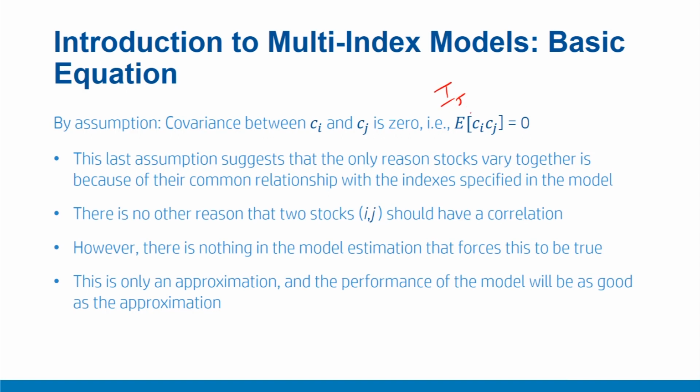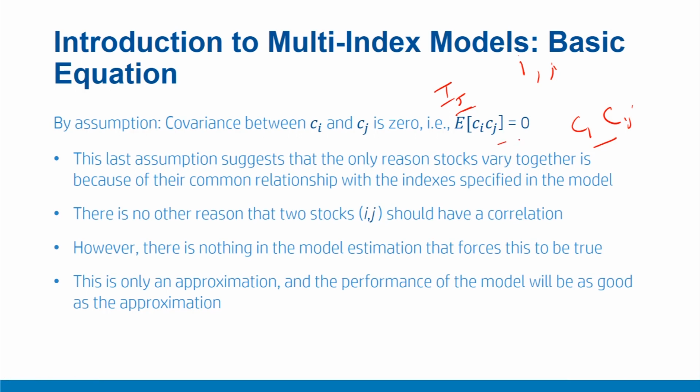And therefore there is no other reason two stocks i and j should have a correlation, because all that is common to them is contained by these indices that we have modeled. So the remaining error terms, that is ci, cj, the residuals or stock specific terms, should not have any correlation. However, there is nothing in the model that forces this to be true, including the regression model, which also doesn't ensure that this relationship is held.